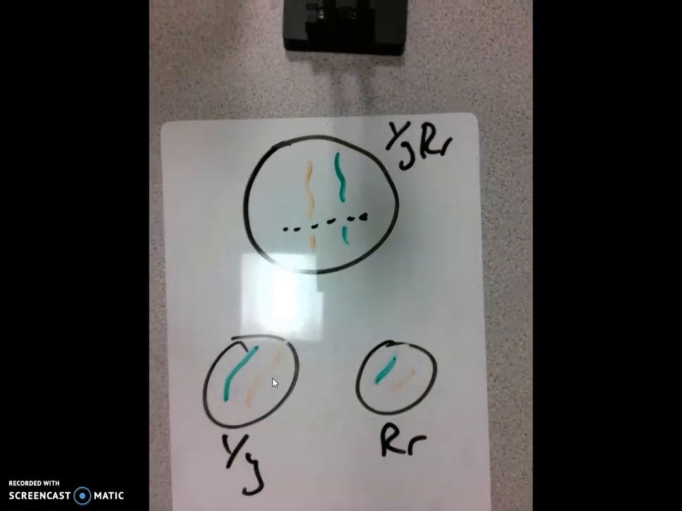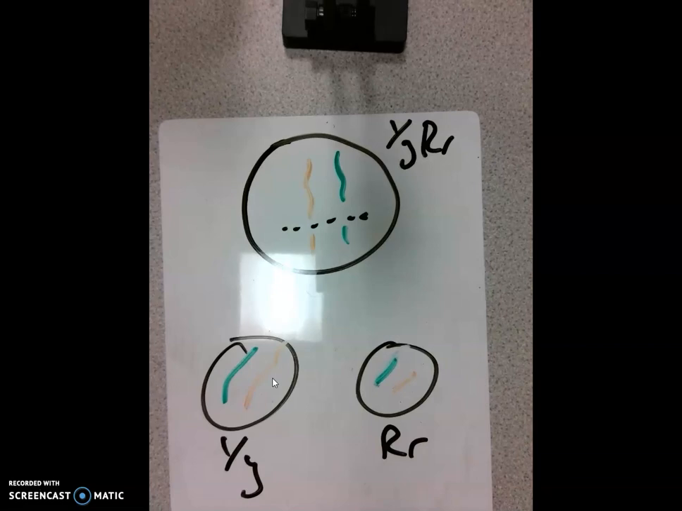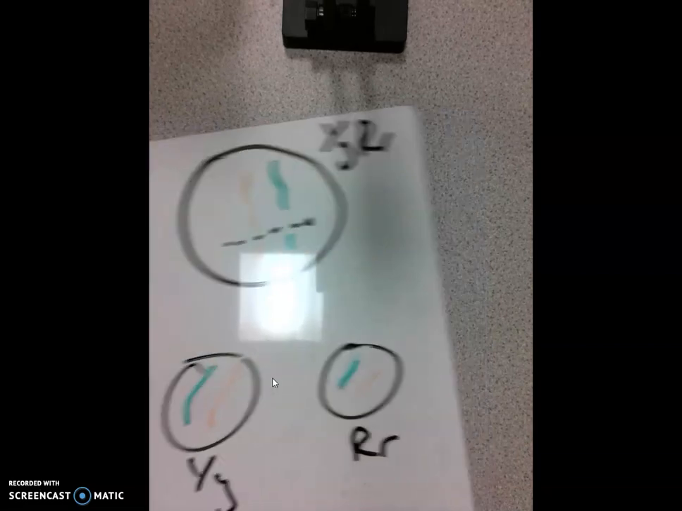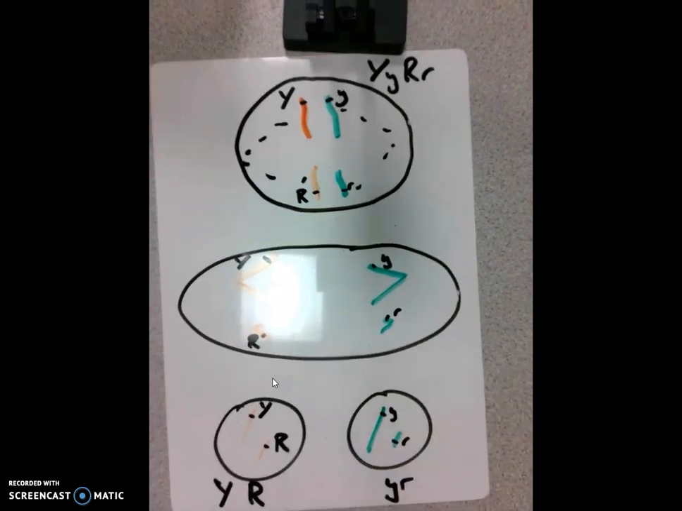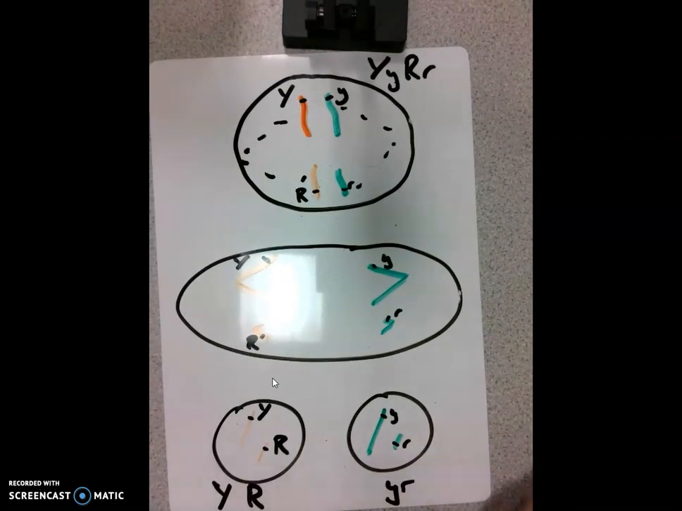These are not viable gametes. So just watch out for that. That is the most common error people make. So you should be ending up with haploid gametes. By haploid, they've only got one of each letter, but they do have one of each letter.